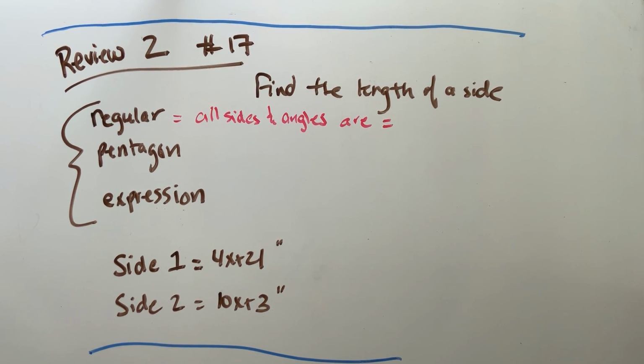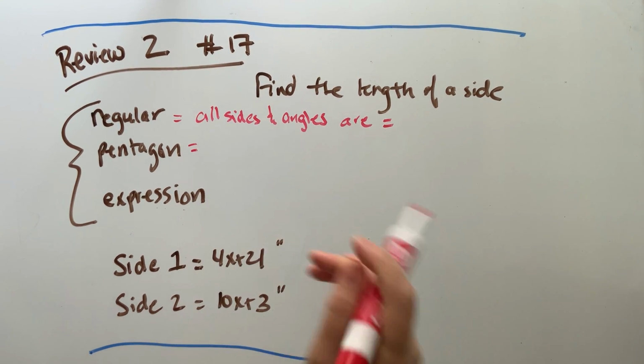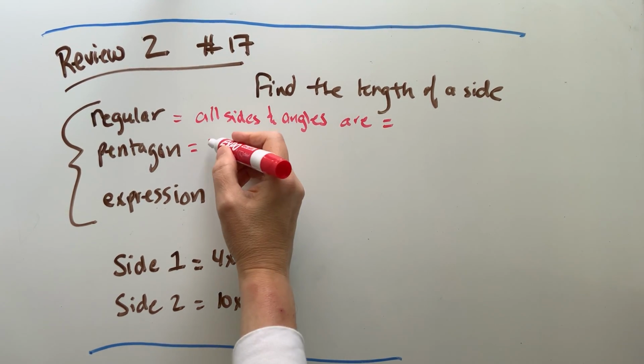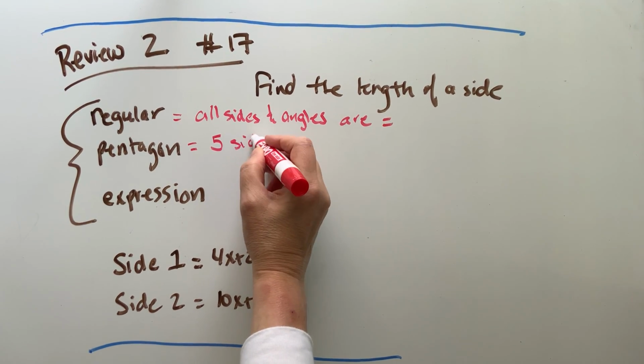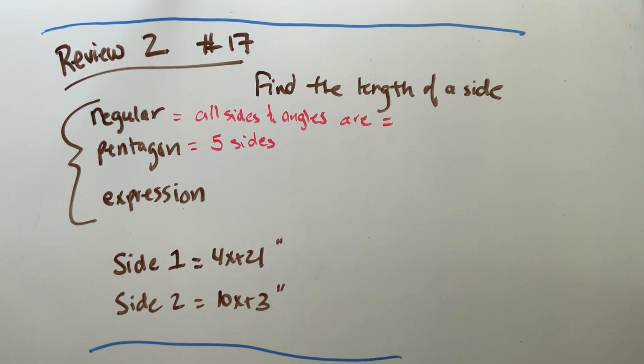And if we get into looking at polygons a little bit more, we'll be a bit more specific about what that looks like. But for this question, you just need to know that regular means that all the sides and all the angles are equal to each other. Now the word pentagon, you may have heard that before, but it might have been a while. A pentagon is a five-sided polygon, or a five-sided figure. So 5 sides. So I am going to draw a picture of what a regular pentagon looks like.